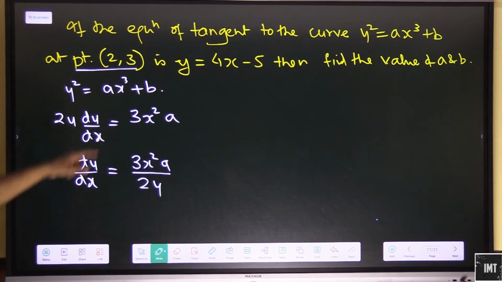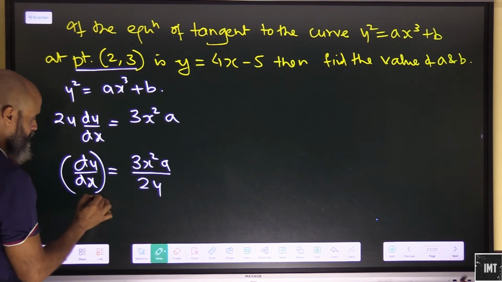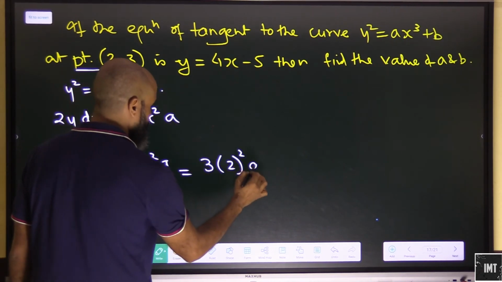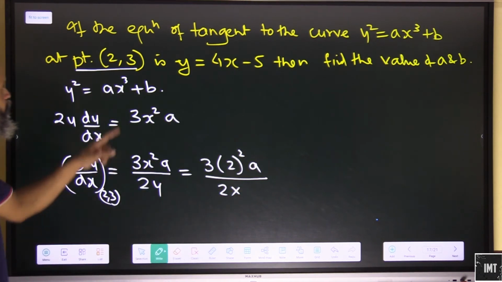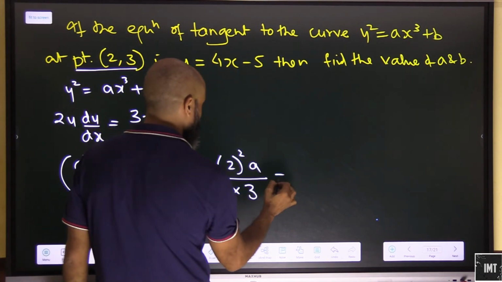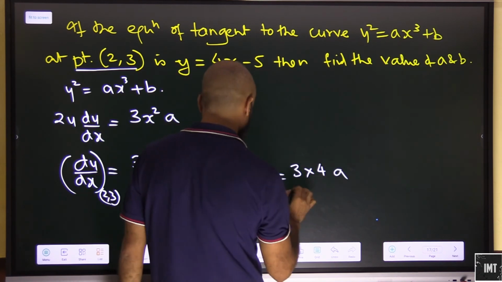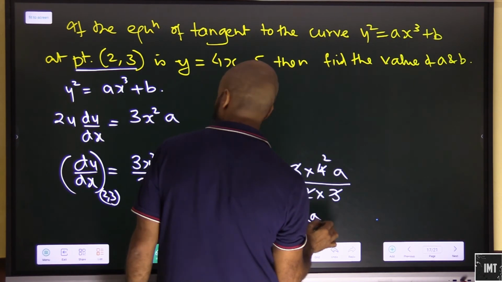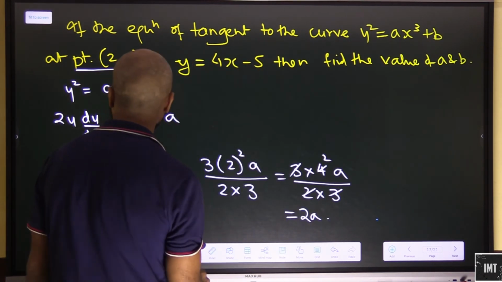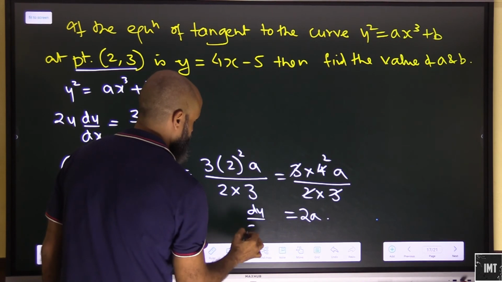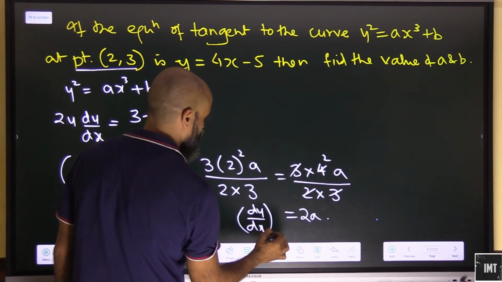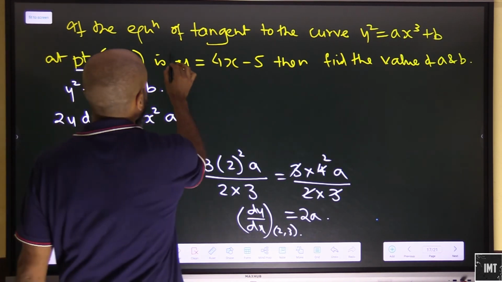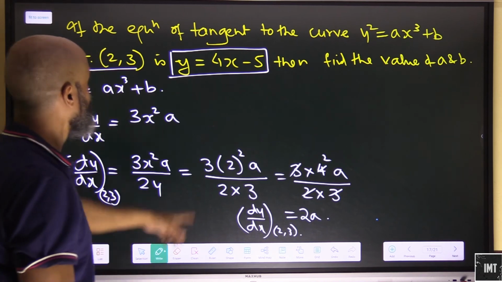Now if we were to be specific at the point 2, 3, it will be equal to 3 square of 2 into a upon 2 and y that is 3. So this is going to be 3 into 4a upon 2 into 3. So this will be 2. So this will be 2a. So here the dy by dx at the point 2, 3, that will be equal to 2a. Okay. Now here it is y is equal to 4x minus 5. Now find the value of a and b.